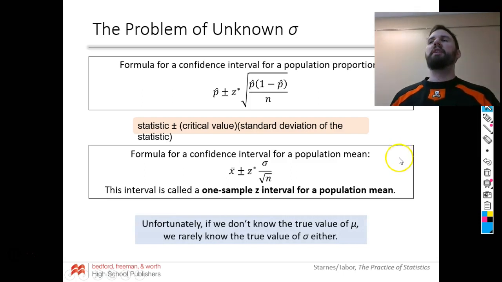So, it's hard to test this one. With proportions, you can know what the population is. It's hard with mean. Okay?